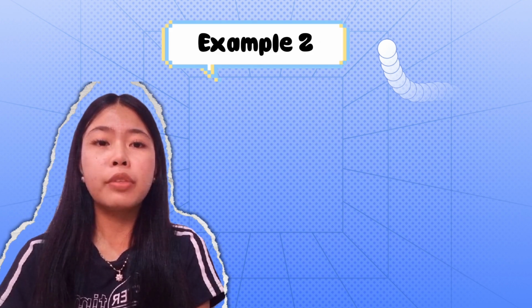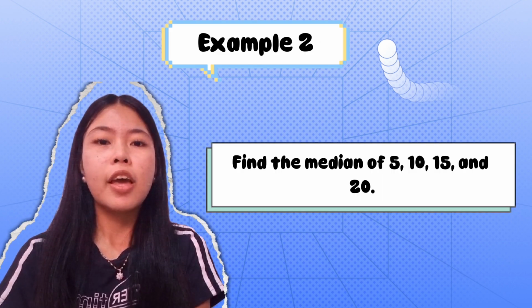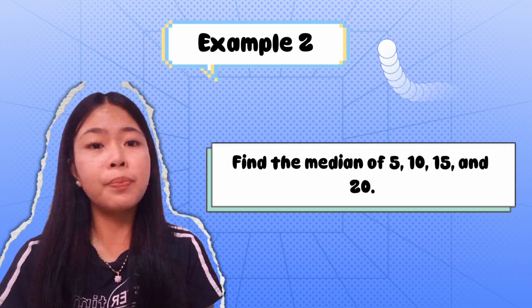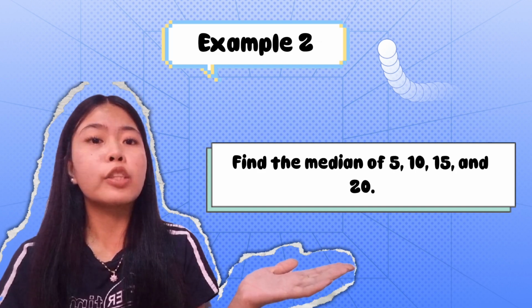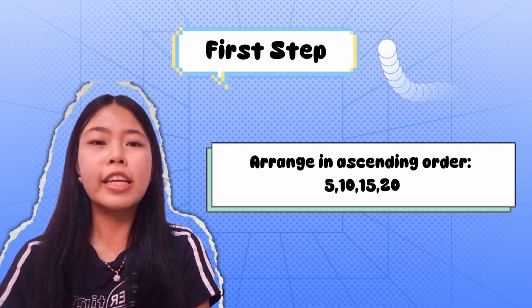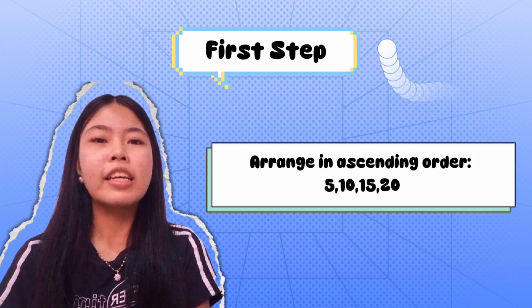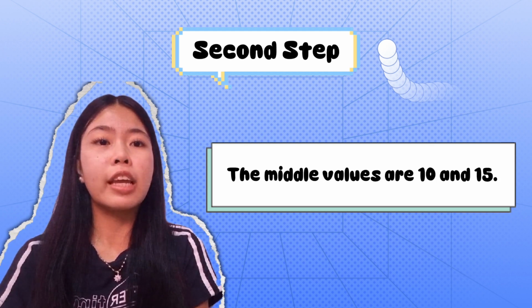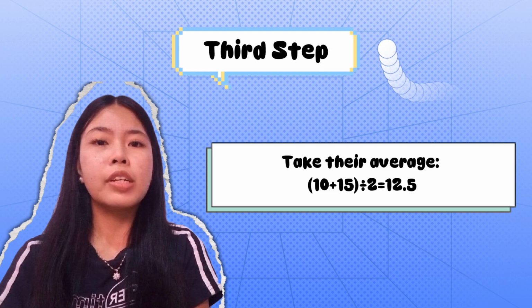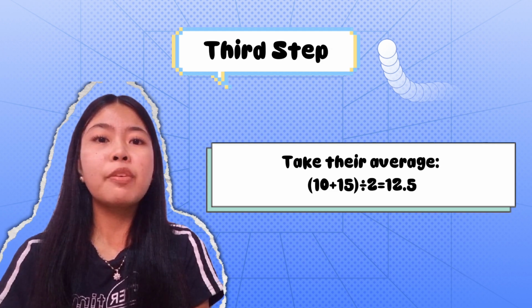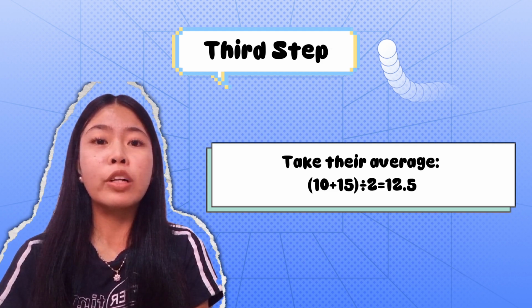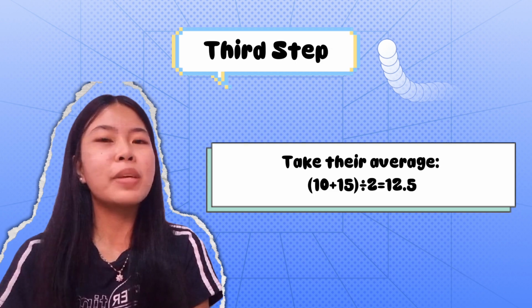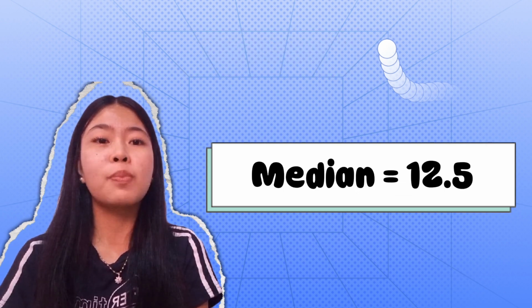Example 2. If the number of values is even, find the median of 5, 10, 15, and 20. First, arrange in ascending order: 5, 10, 15, and 20. Then, the middle values are 10 and 15. Take their average. 10 plus 15 divided by 2 equals 12.5. That means our median is 12.5.